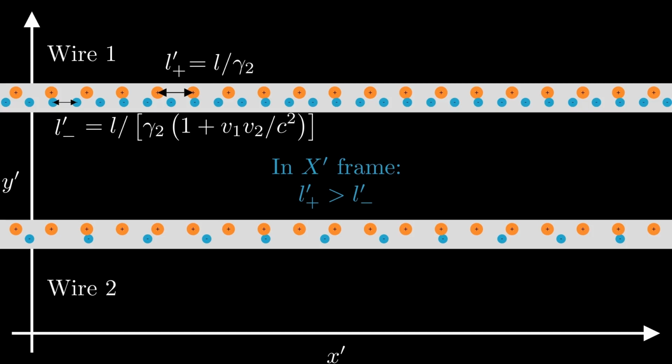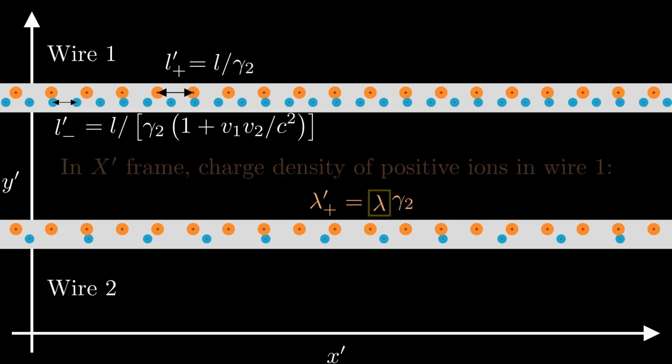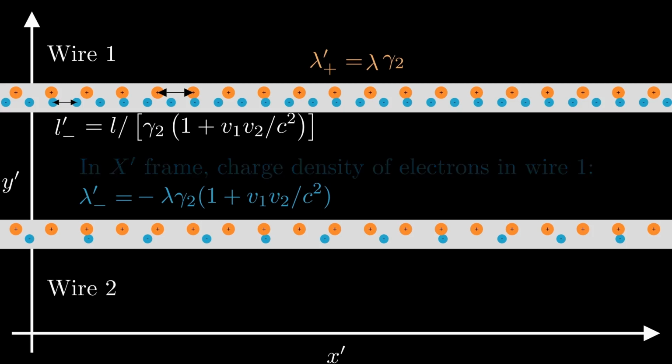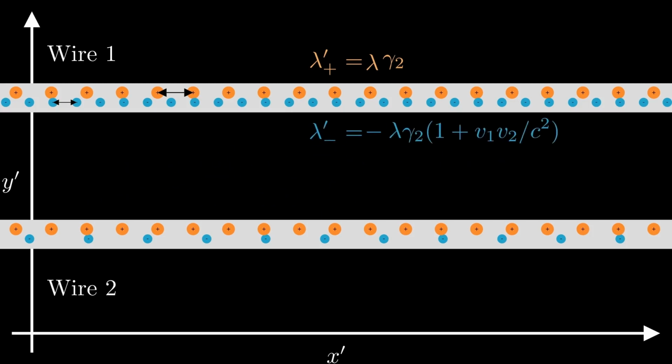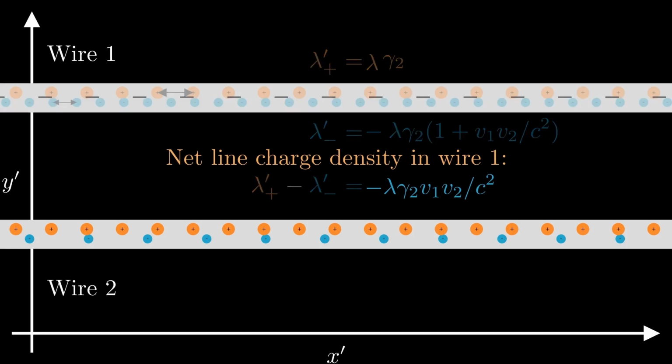As the charge density is inversely proportional to the spacing of the charges and charge is invariant, the charge density of the positive ions in wire 1 in the prime frame will be lambda multiplied by gamma 2. Whereas that of the electrons will be minus lambda multiplied by the product of gamma 2 and 1 plus v1 dot v2 over c squared. So, there will be a net negative line charge density of magnitude lambda multiplied by gamma 2 v1 dot v2 over c squared in wire 1 in the prime frame. It is an interesting result.